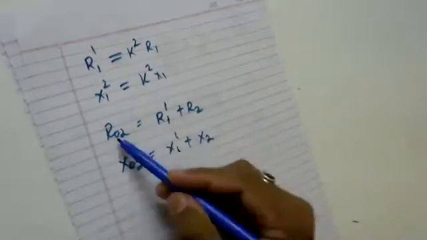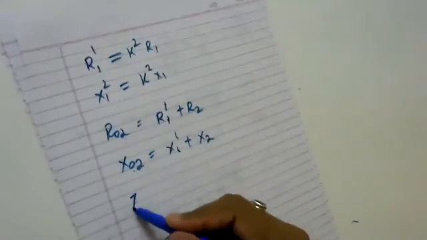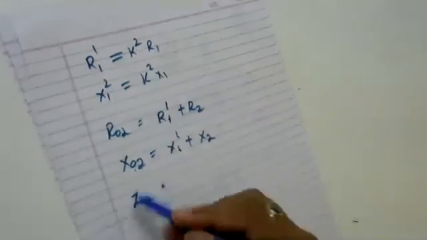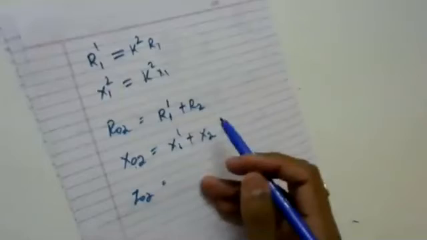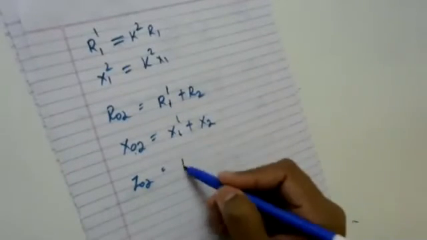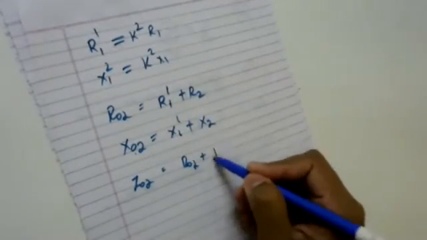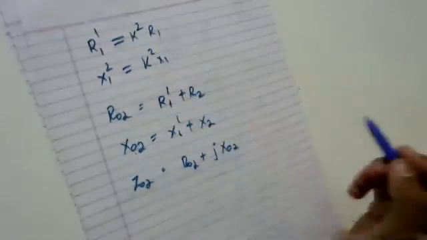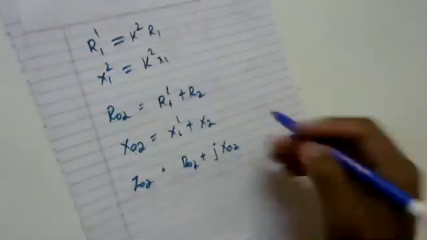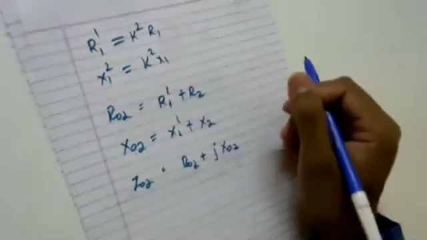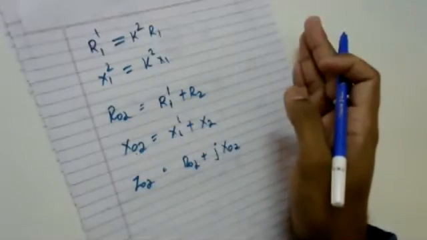Okay. Now since R02 and X02 are there, what will be your Z02? The total impedance of the secondary winding. The total impedance of the secondary winding is defined as R02 plus j times X02. So this is the same process that you need to follow if you want to transfer any parameters from primary winding to secondary winding.